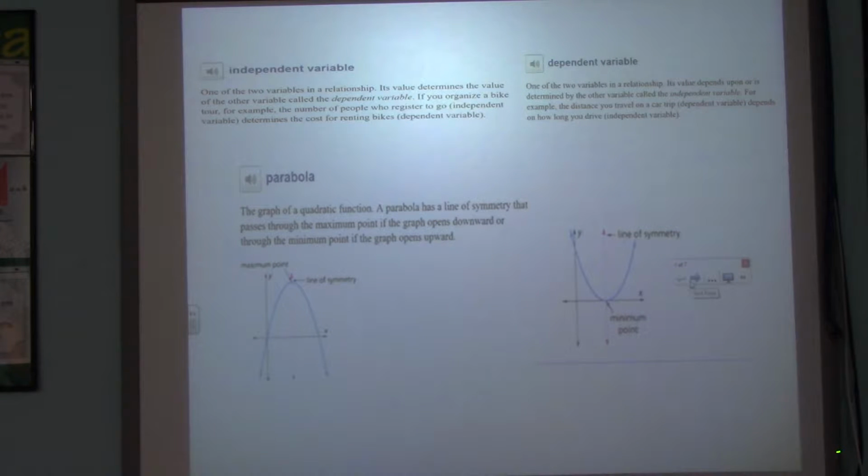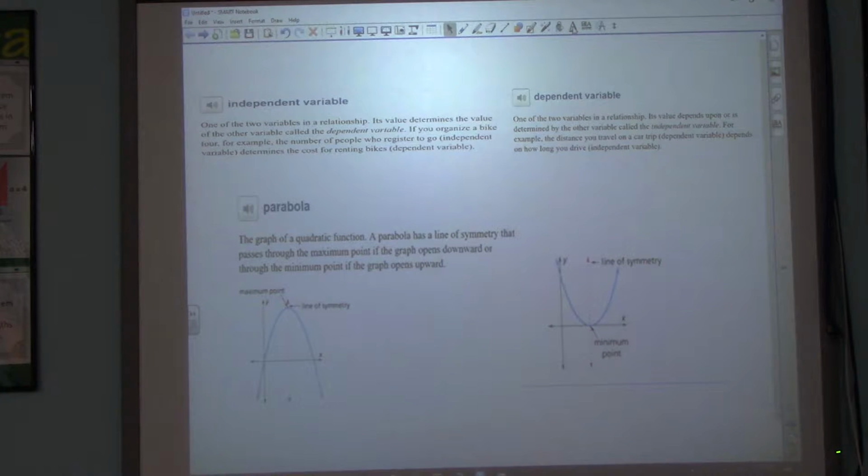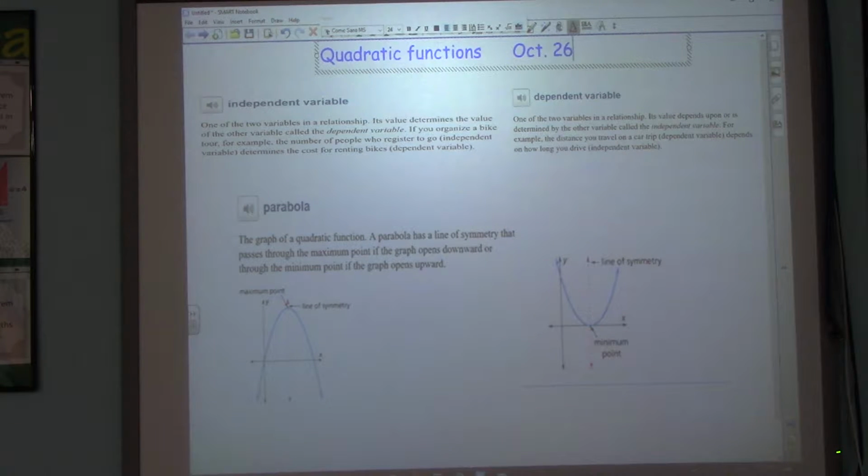Alright, to start with, I know that you probably are already familiar with what independent variables and dependent variables are, but what I'd like you to do is just go ahead and read these two concepts to yourself and summarize them in your notes. Your big idea is going to be quadratic functions, so go ahead and put quadratic functions at the top of your notes for today. And today's date is October 26th. You always want to have a reference date so you can always go back in your notes.